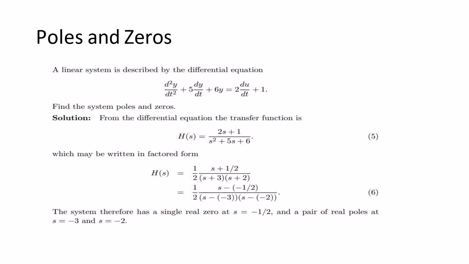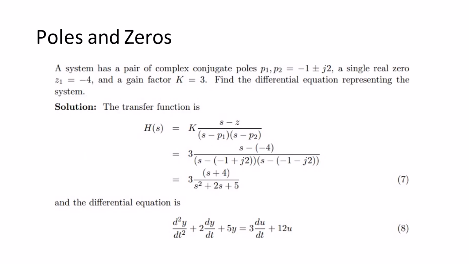So for this differential equation, first we get the transfer function, and once we have it, we find the roots by equating the numerator and the denominator to 0. From the numerator we get the zeros, and from the denominator the roots are the poles of the system.